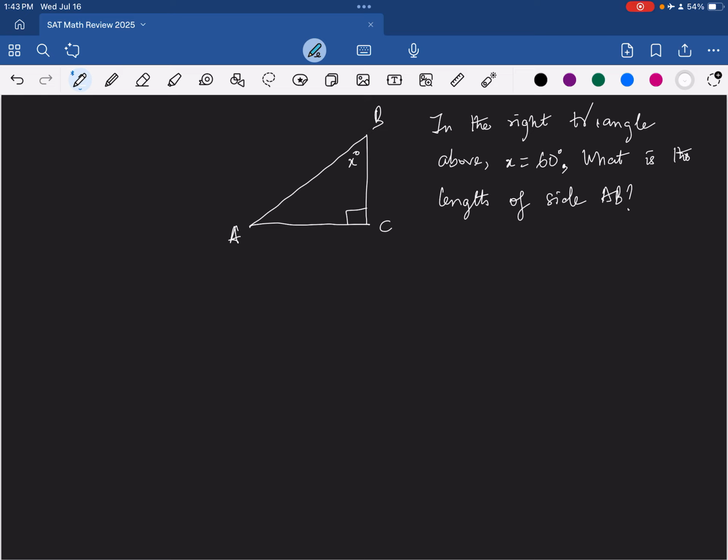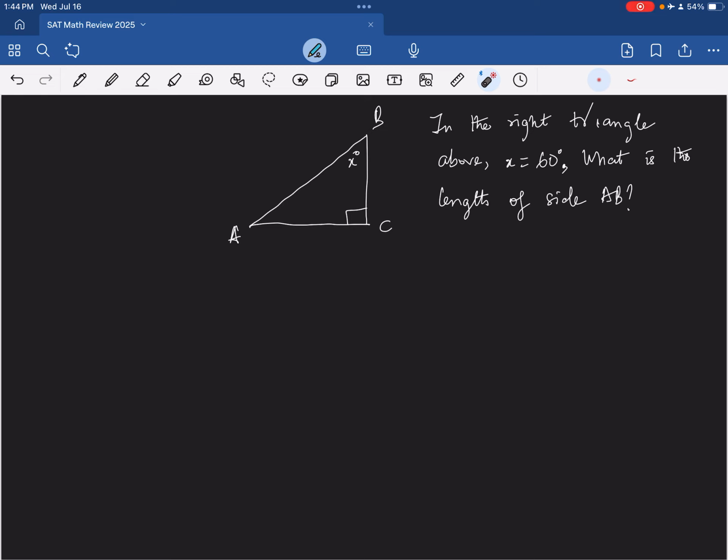In today's video, we're going to be talking about special right triangles and how they are tested on the SAT. So this question says, in the right triangle here, x equals 60 degrees. What is the length of side AB? Now, side AB is the hypotenuse of this right triangle. How do I know it's the hypotenuse? Because this is the side that is directly facing the angle 90, the right angle. So the side facing the angle 90 is the hypotenuse, the longest side. We are asked to find the length of this longest side.